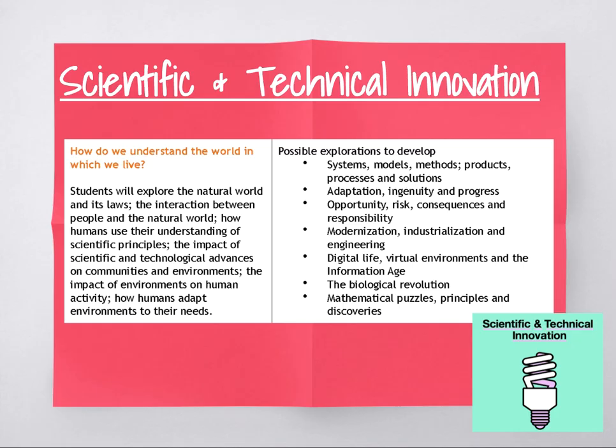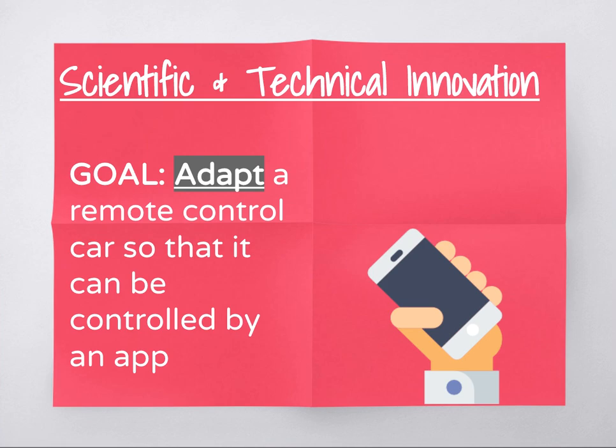Now if we look at scientific and technical innovation, I might pick out a different word from here, maybe adaptation, which is in the second exploration down. So adapt a remote control car so that it can be controlled by an app. So if this was my personal project, you'd see a lot of the learning is about the science and technical ways I would have to do this. So using that word adaptation, I've made sure it really does link to scientific and technical innovation.